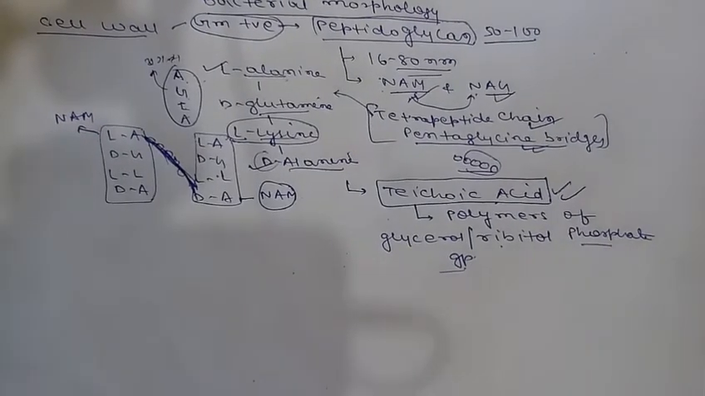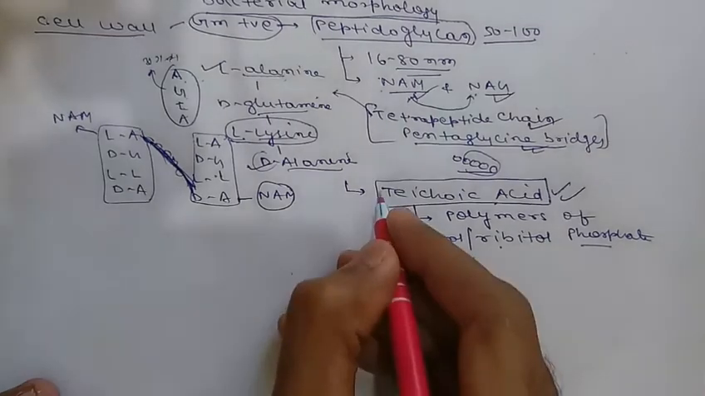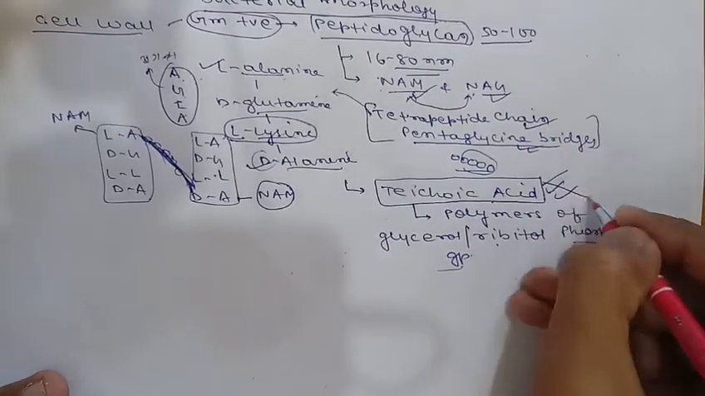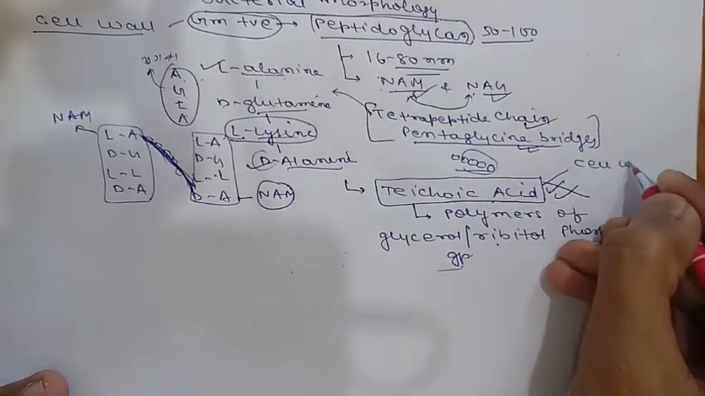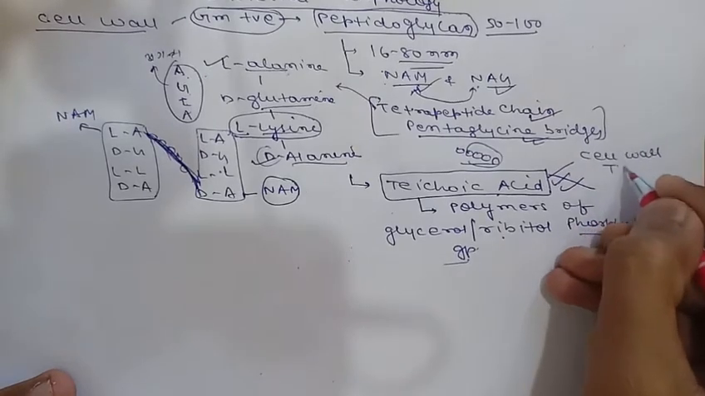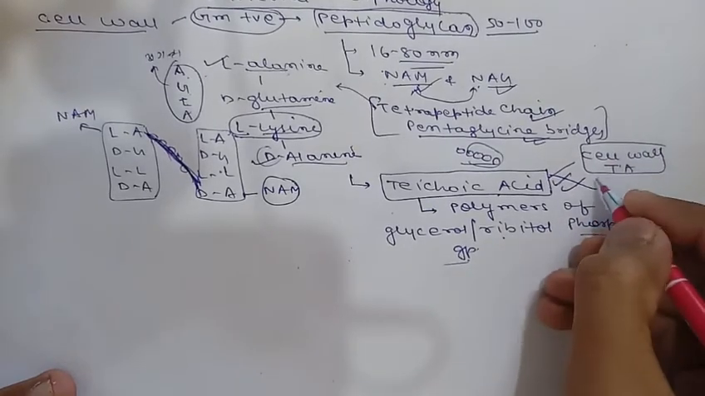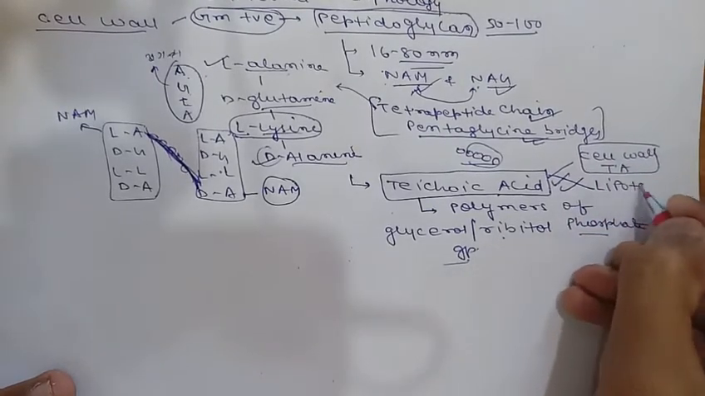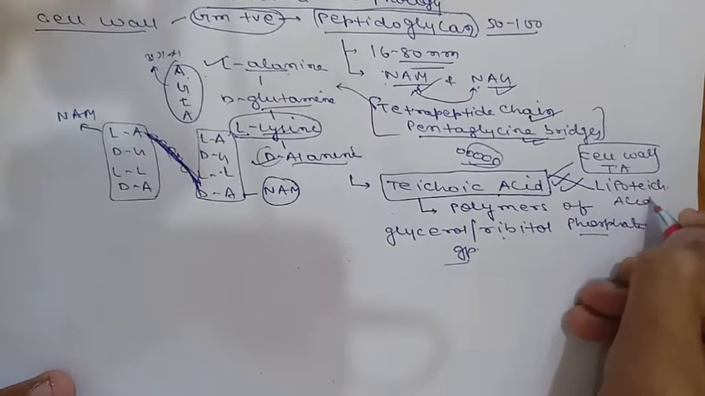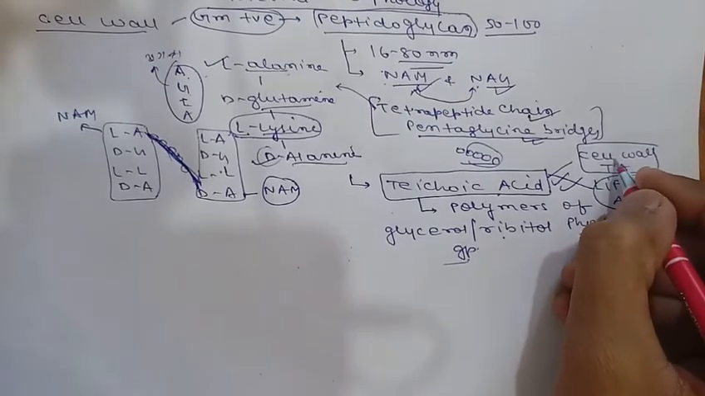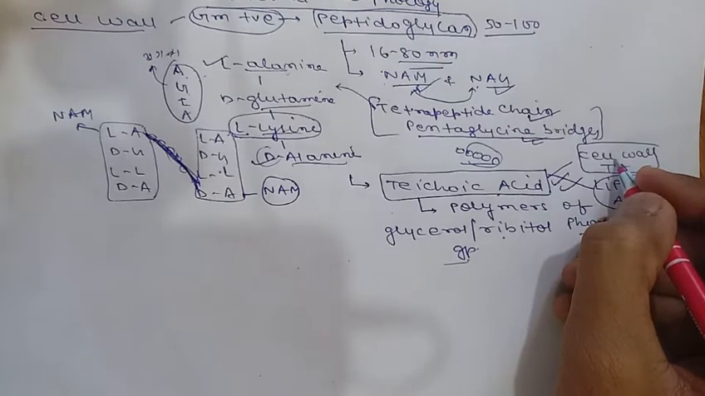Clear? The functions of these molecules are still not clear, but they may be important in maintaining the structure of the cell wall. That is all. Now teichoic acids are divided into two types. The first one is cell wall teichoic acid, and the other one is lipoteichoic acid. The cell wall teichoic acid is covalently linked to the NAM molecule of peptidoglycan.